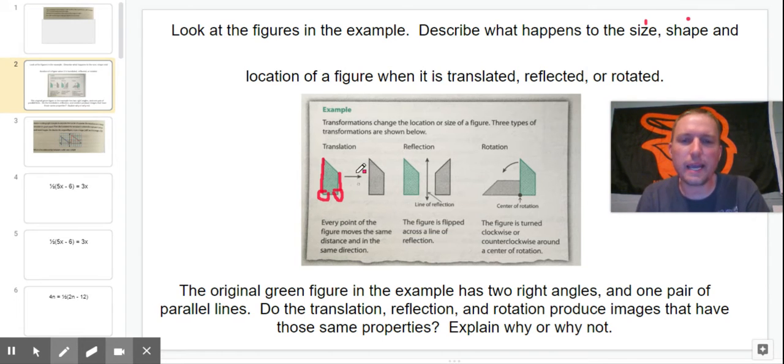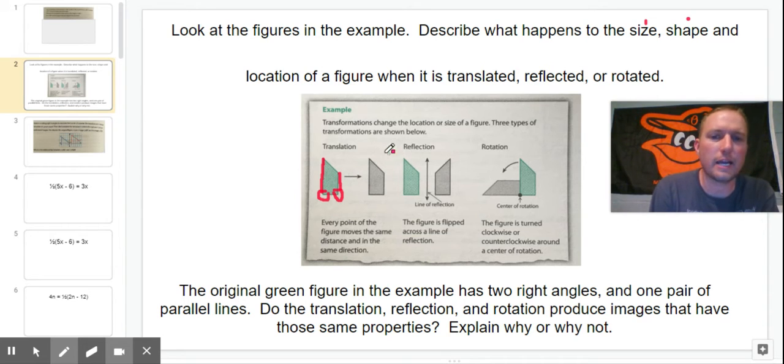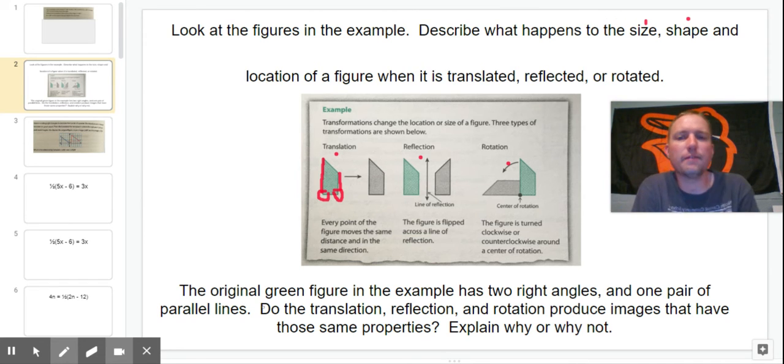Yes. So the answer would be yes, because they do not change in all three: translation, reflection, and rotation. They do not change size and shape, the figures, they don't. But they only change their location. So that's why they would still have your 90-degree angles here and here, and your parallel lines here and here. Okay, excellent. So they stay the same.